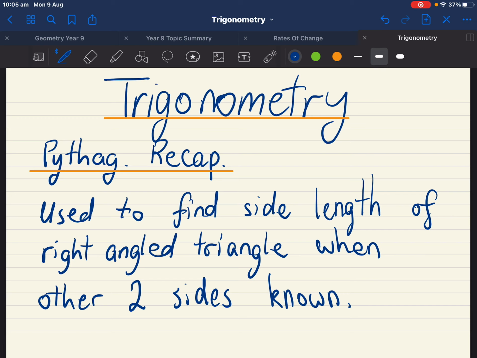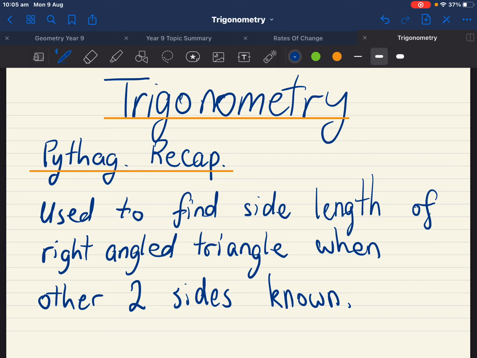Alright, so for our notes, in your book, can you please put the heading trigonometry up the top, nice and big. This is going to be the topic we're going to be working on for at least the next 3 weeks. So that's our topic, and our first subheading is going to be Pythag recap.